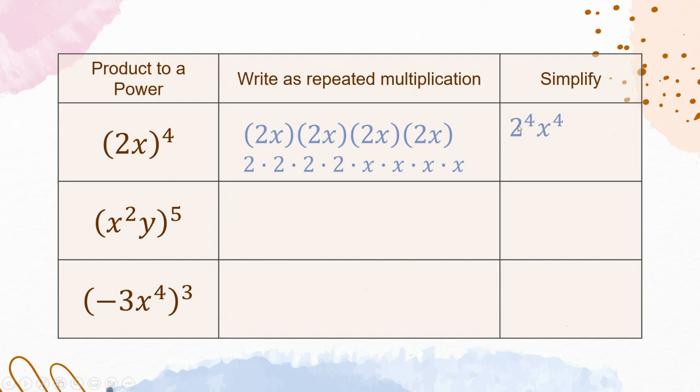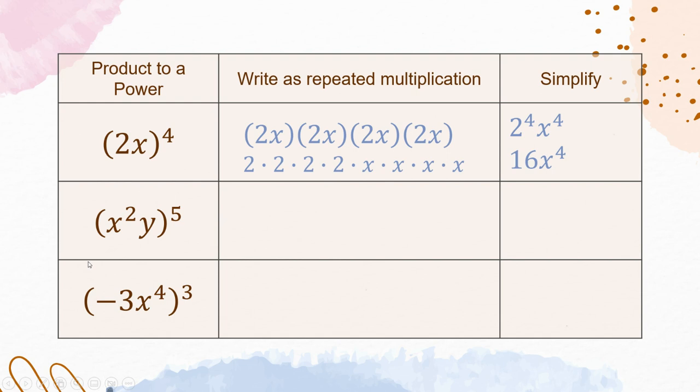Well, 2 to the fourth we can just put in our calculator. And that's 16x to the fourth. Okay, 16x to the fourth. So this is almost hinting at our rule right here. You might be able to just take each part of our product to the power that it's being raised to.